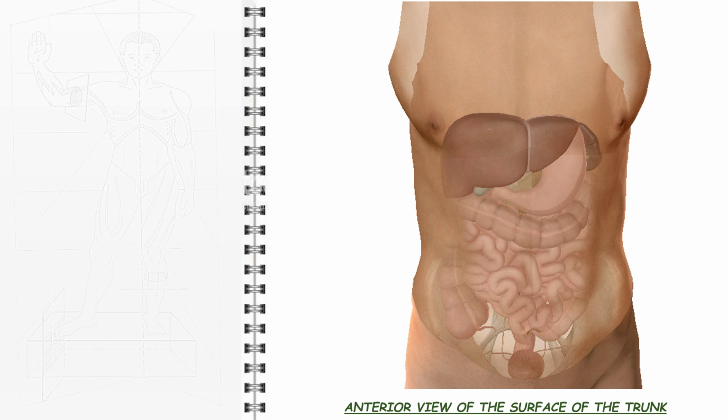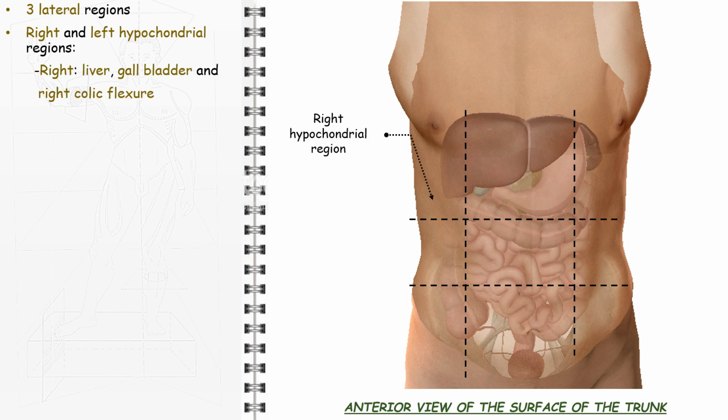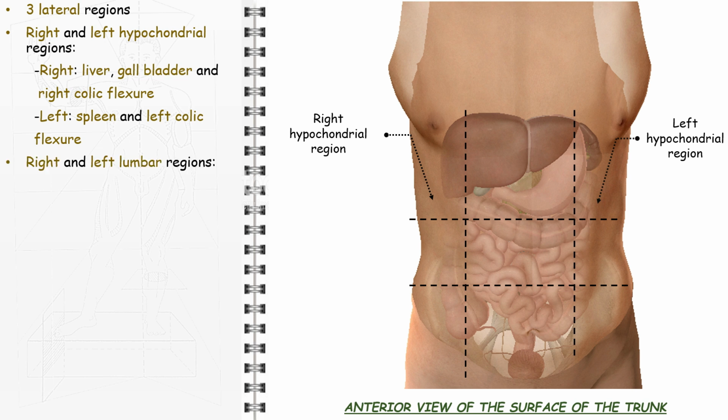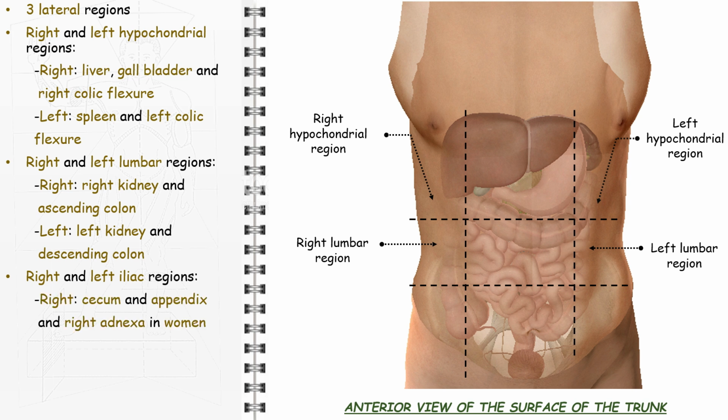Thus, 3 lateral regions on each side are distinguished: the right and left hypochondrial regions, the right and left lumbar regions and the right and left iliac regions. The right hypochondrial region is the projection of the liver, gallbladder and right colic flexure. The spleen, fundus of the stomach and left colic flexure project on the left hypochondrial region. The right lumbar region contains the right kidney and the ascending colon. The left kidney and the descending colon project towards the left lumbar region. The right and left iliac regions contain, respectively, the cecum and appendix and right adnexa in women, and the sigmoid colon and left adnexa in women.